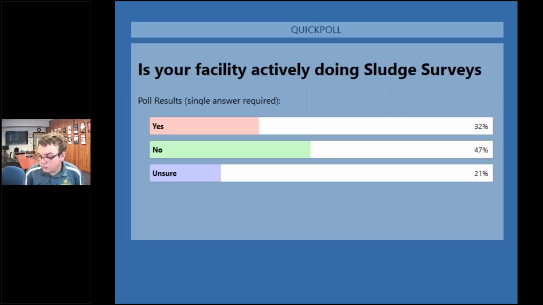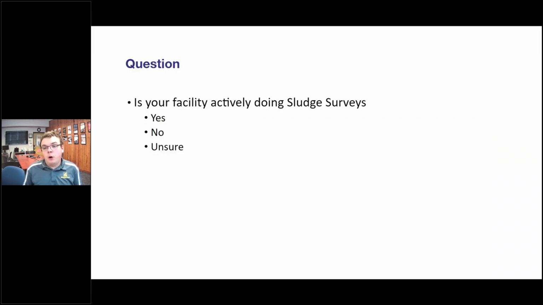Okay, and it looks like most people are not doing sludge surveys at 47%, but there's still plenty of you who are. 32% of people are doing them. So just because you're not required to do a sludge survey, it is useful information to have. It's just something to consider, measuring the depth, because it gives you an idea of how much retention time you're actually getting out of your lagoon system.